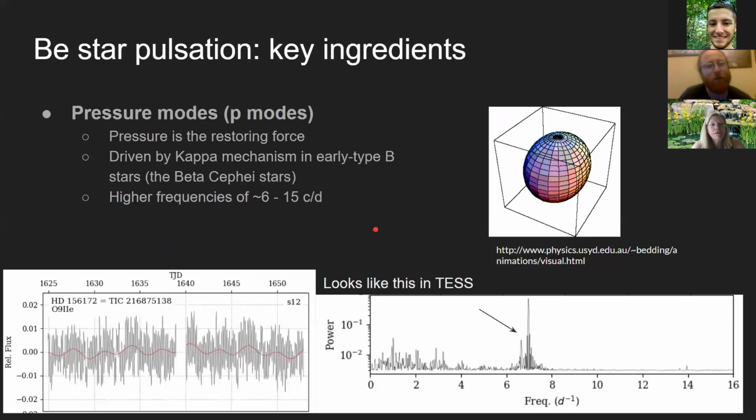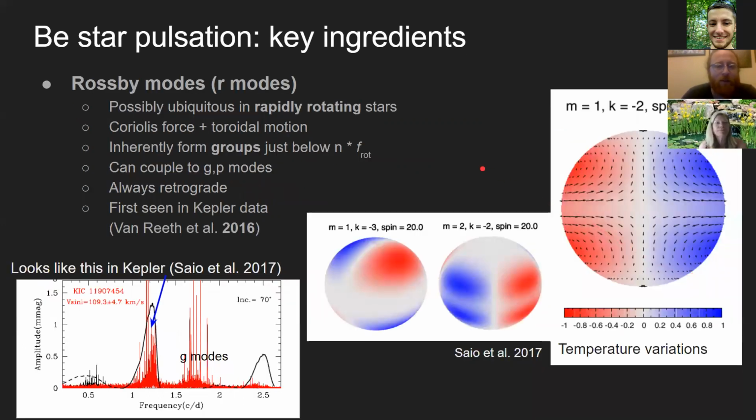Similar to gravity modes, we also have the pressure modes, or the p modes, which are higher frequency oscillations. These are famous in the Beta Cephei type stars. And these are observed at higher frequencies, like 6, 8, 10 cycles per day or so. And then there are the Rossby modes, or r modes, which apparently were not actually seen in data until 2016. So these are a little bit newer in terms of what's actually been observed.